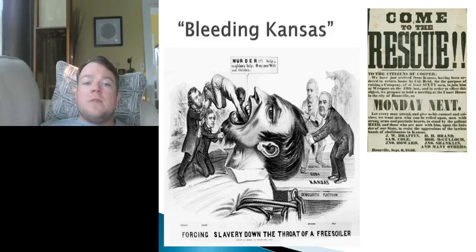And here we can kind of see the Bleeding Kansas. The Free Soiler in the political cartoon talks about people who want Kansas to be free of slavery. You can kind of see an advertisement to get people to come to vote and to take part in making Kansas Nebraska a free or a slave state or territory.